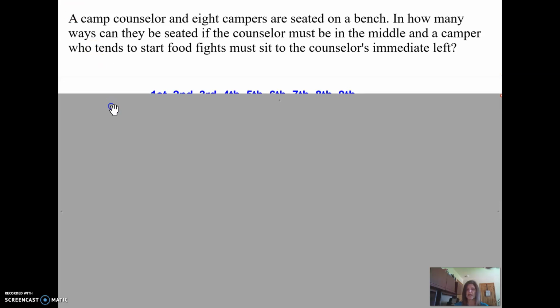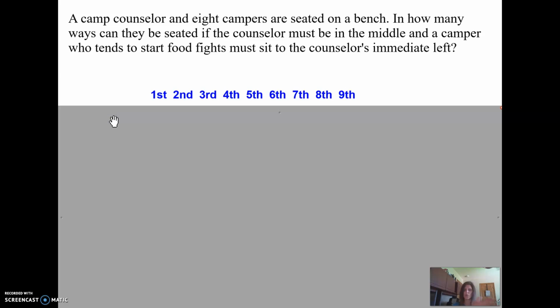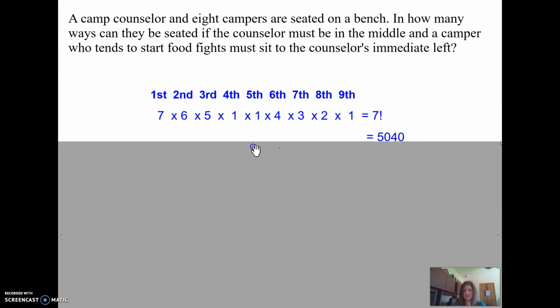Okay, so we have our different positions, 1 through 9. Right? Because there's a counselor and 8 campers, so that's 9. We know right here in the middle, number 5 spot is going to be the counselor, so there's one choice there. And immediately to the counselor's left, which depending on which way you're looking at it, is one side or the other, there's going to be one choice. After that, there are 7 campers left to distribute.